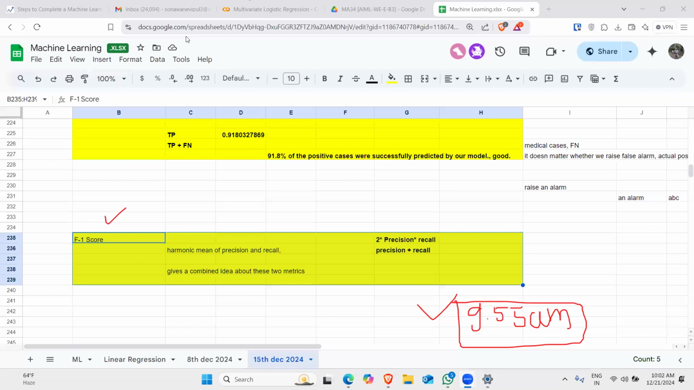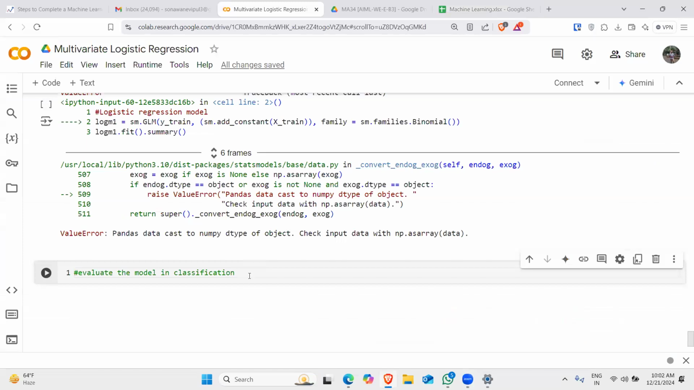Okay, so that's what we have for the evaluation metrics for classification, right? Now what we'll do is we will try to find the confusion matrix. How do you calculate the confusion matrix? We'll just try to see that. So just give me a minute. I'll be sharing my screen.